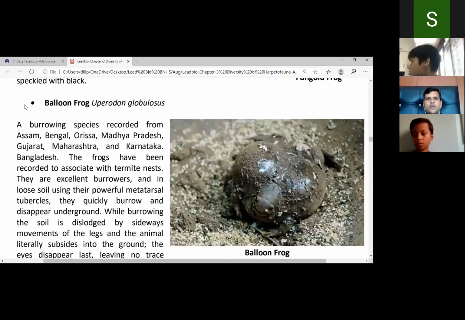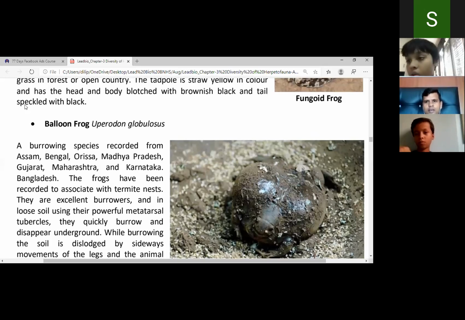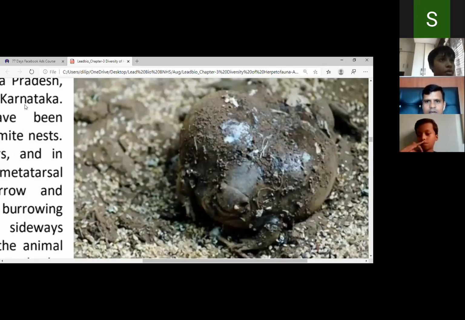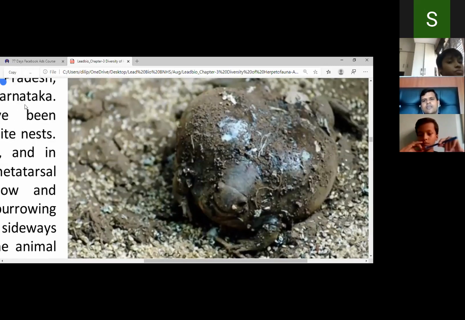Now this is a balloon frog. Can you see this frog? I'll zoom in a little. So this is also a frog. This is a balloon frog, but it has not puffed itself up to protect itself; it is a balloon by nature.